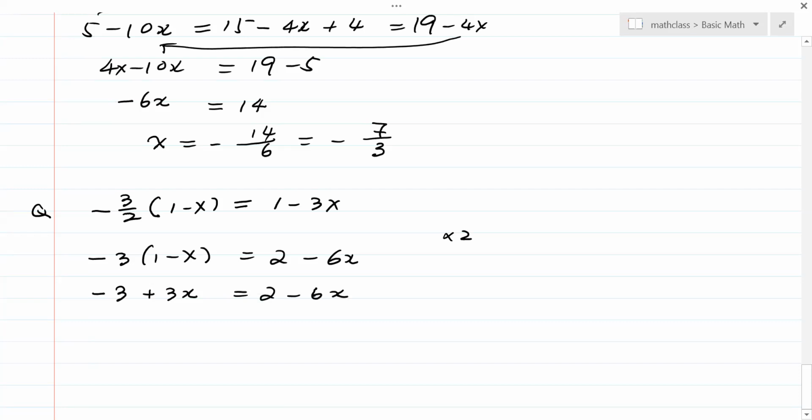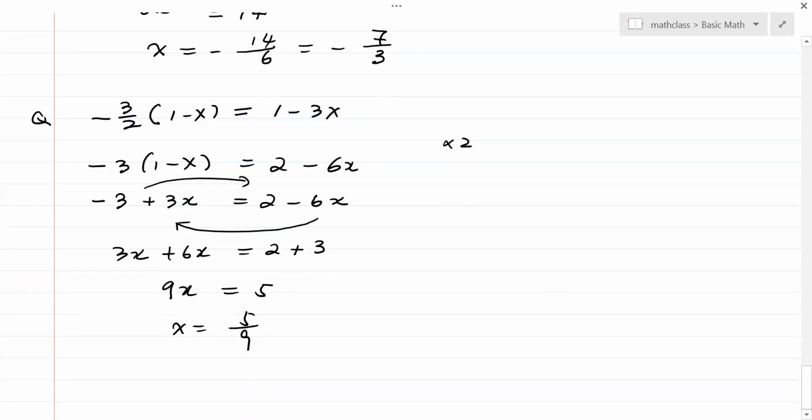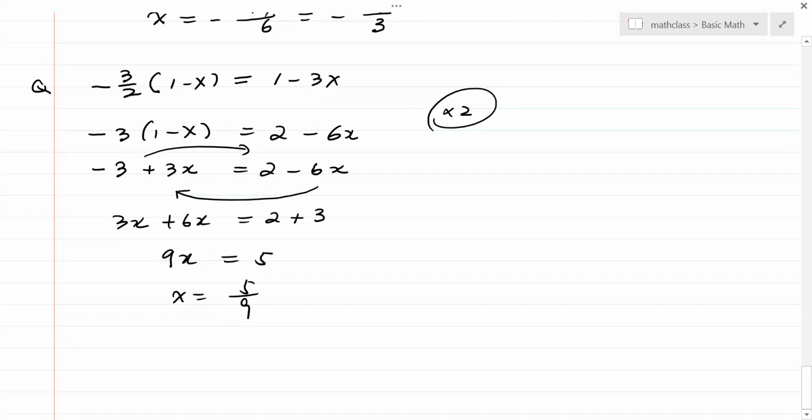Okay. So you have to move -6x to the left. It will be 3x plus 6x and the 2 plus 3. Okay, and then you have 9x is 5, and x equals 5/9. Okay, so when you do the homework, I want you to show me all these necessary steps. Sometimes you put a mark here, multiply by 2, so I can see how you change the equation. All right, good.